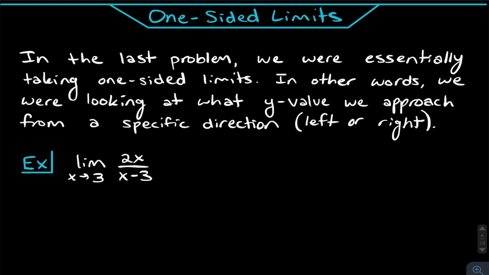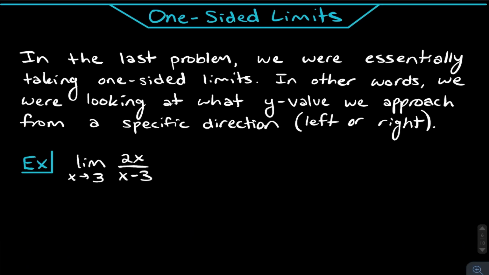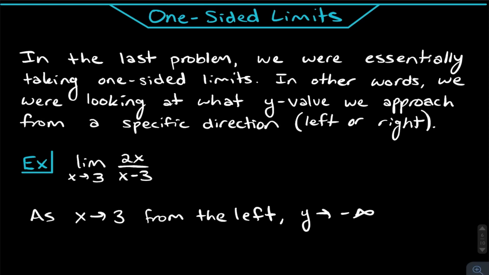Basically, in this last problem, we were essentially taking one-sided limits. In other words, we were looking at what y value we approach from a specific direction. We were looking at what we would approach from the left and what we were approaching from the right. And so how we would write this, with our limit notation, is that as x approaches 3 from the left, y was approaching negative infinity.